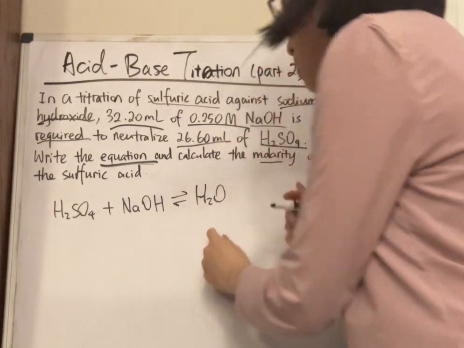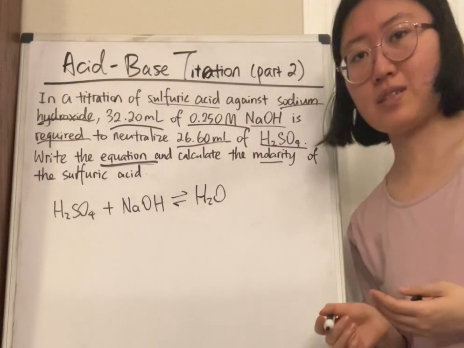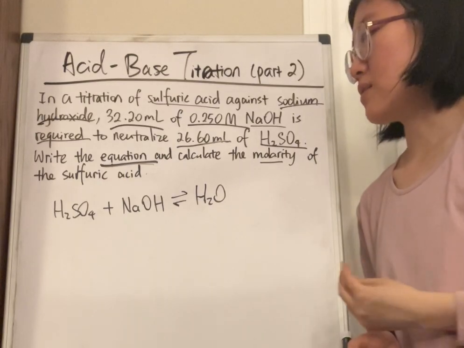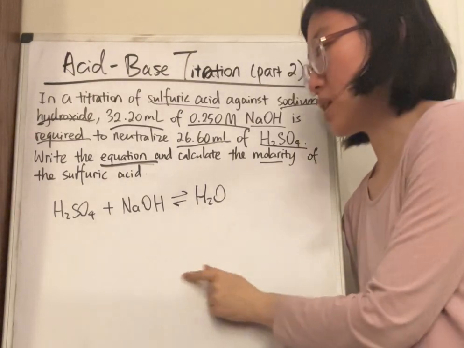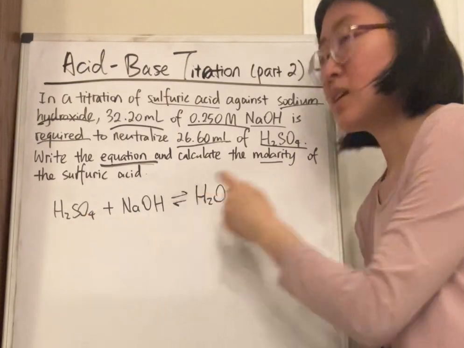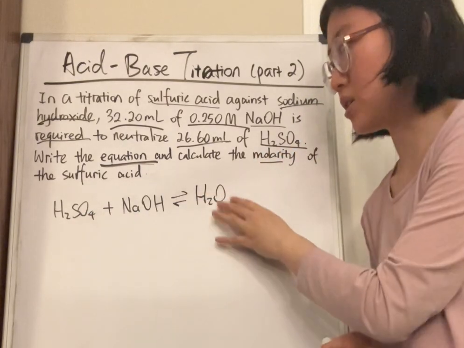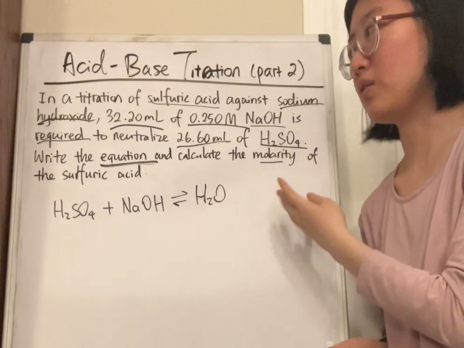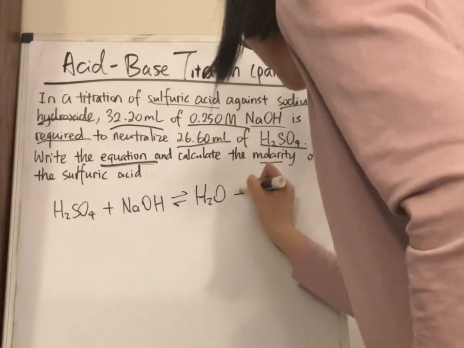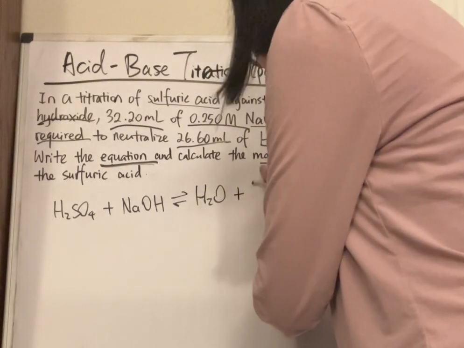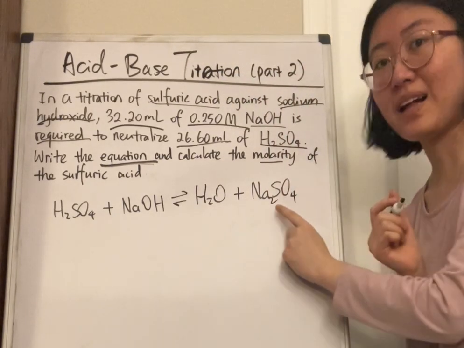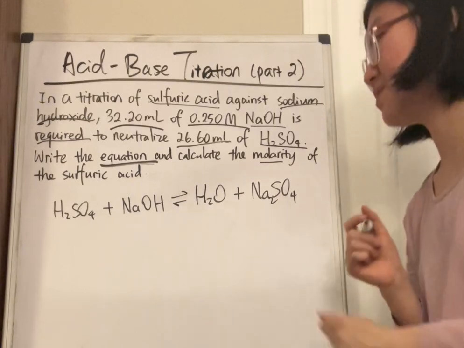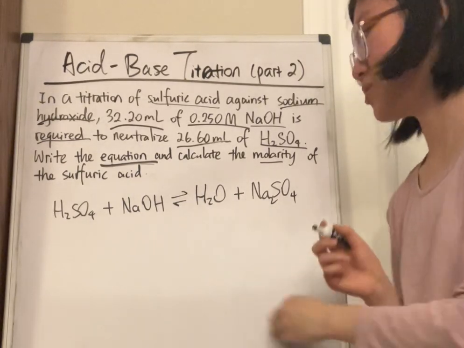It's also a little trick that I use for this type of question: I write out the water as a product first, and then I look back at the reactant side and see what's left over after I produce a water molecule. What's left over here is going to be Na2SO4. Remember to balance this out, always important. Okay, so let's balance this out.